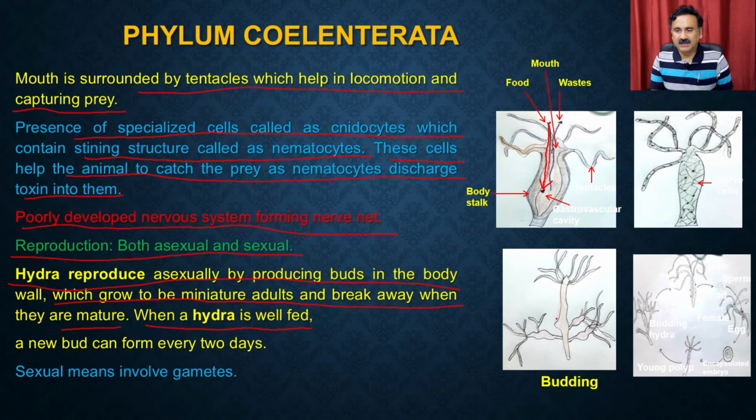So this is what you see here. Hydra is reproducing by budding, where the buds appear from the main body, and then these buds get pinched off, and that's how they grow as adult individuals. A new bud comes every 2 days. Sexual reproduction means involving the gametes.